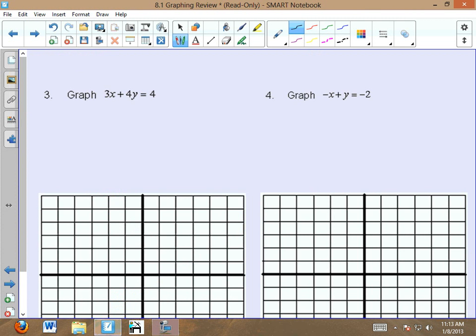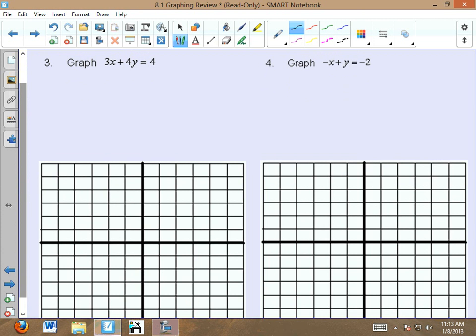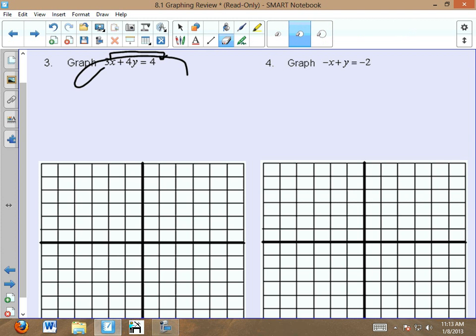Okay. Number 3. Is number 3 in slope-intercept form? Why not? Because why? The y is not by itself, is it? So I have to make the y by itself. So that means I'm going to take the 3x, I'm going to move it over here, and I'm going to put it in front of the 4. So let me draw the arrow like that. I'm going to move this 3x over here, and I'm going to put it in front of the 4.